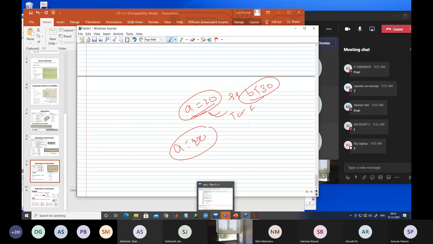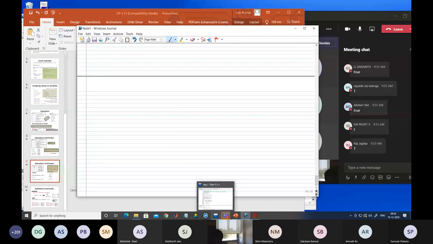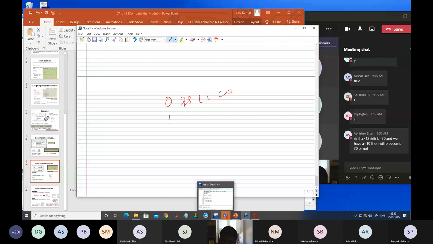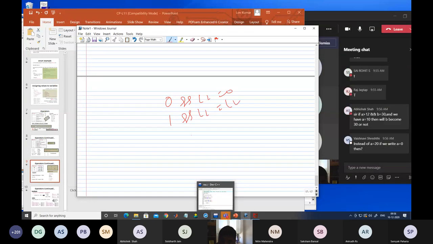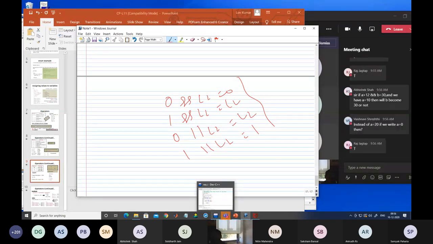Same like that, in the case of AND, if you write 1 and L2, the output you will get is L2. Now I am going to write all the expressions, just you can see. 0 and L2, output equal to 0. 1 and L2, output equal to L2. 0 or L2, output equal to L2. 1 or L2, output equal to 1. If we write A equal to 0, the second expression will not execute because A equal to 0 is a false statement.